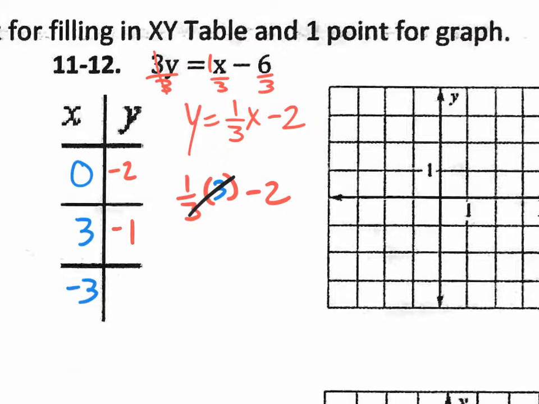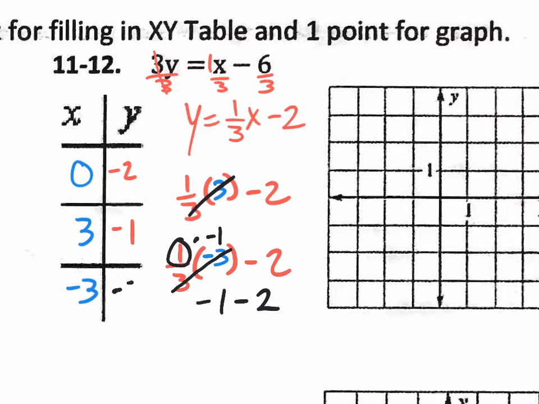And last but not least, let me again rewrite the equation and plug in negative 3. So there's my equation. Let me plug in the negative 3. And again, negative 3 divided by 3 is negative 1. So you really have a negative 1 right here that's being multiplied by this other 1 right here. So 1 times negative 1 is negative 1, and negative 1 minus 2 is negative 3.